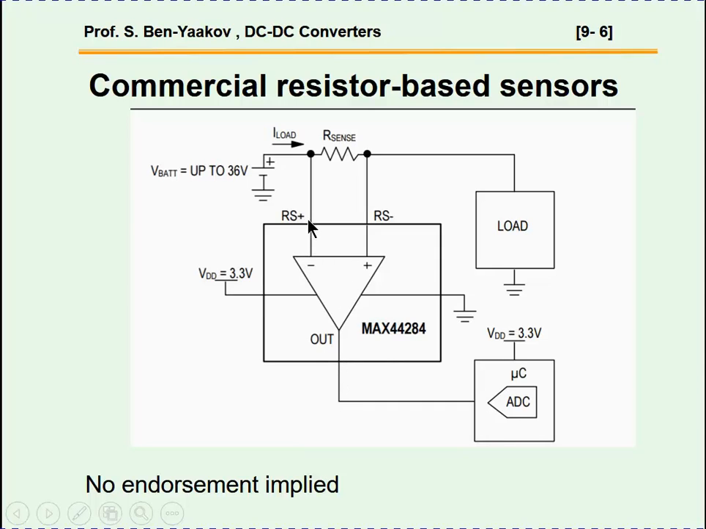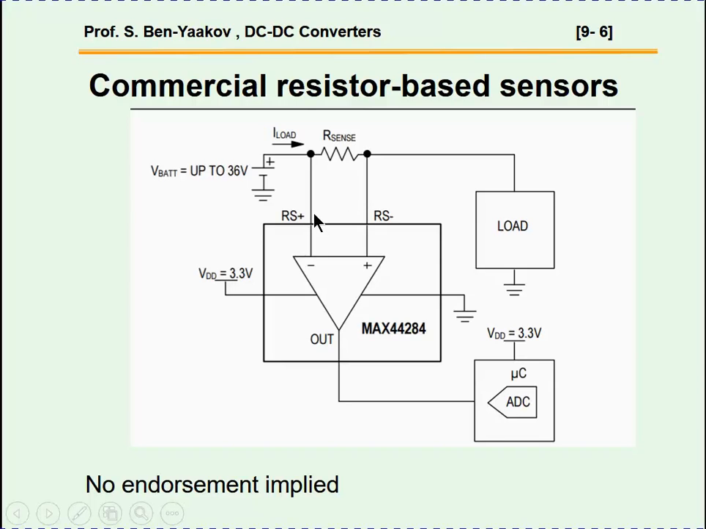So one of the features is the fact that this common mode can be very high. This is very important because if you'd like to measure a current which is sort of riding on a high voltage, this would be extremely useful and, of course, very important. Now, the nice thing is that the power supply of this device is rather low. So it's a 3.3 power supply, while you can go up to 36 volts, and some other devices will go to a higher voltage.